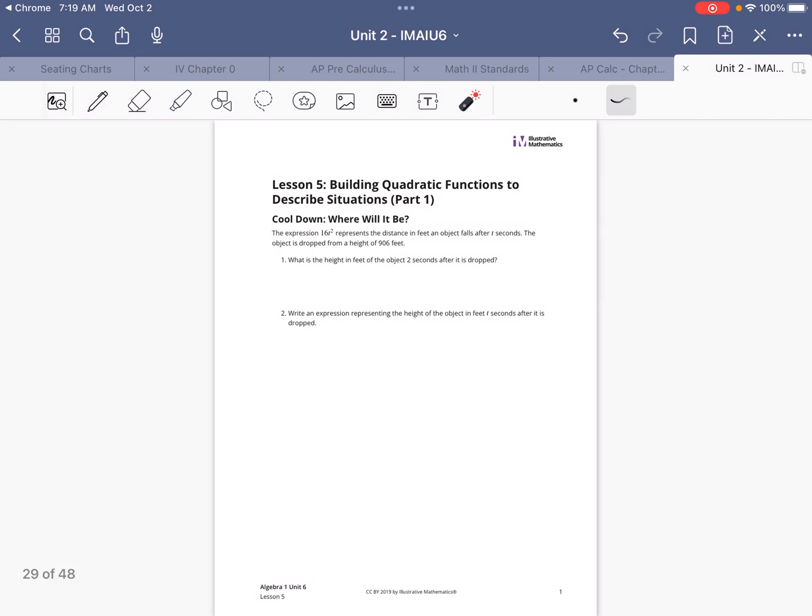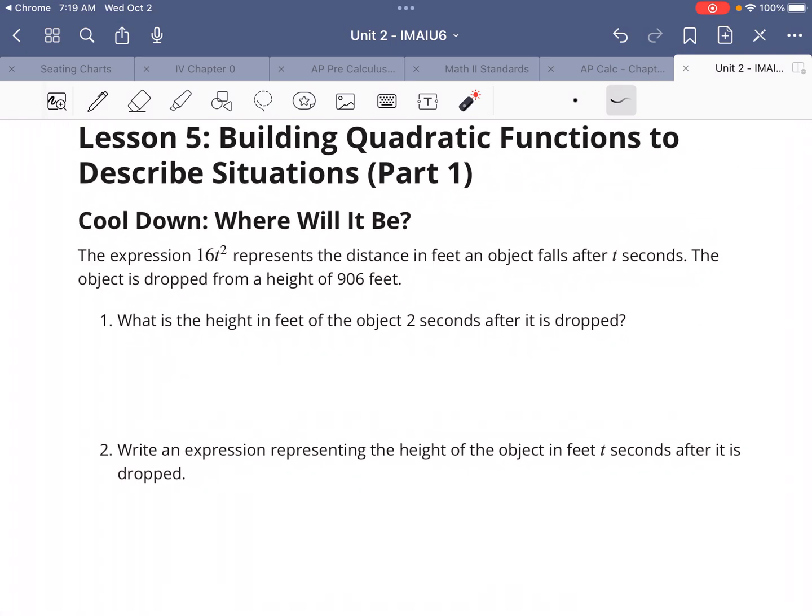So, taking a look at the cooldown, the expression 16t squared represents the distance in feet an object falls after t seconds. The object is dropped from a height of 906 feet. What is the height in feet of the object 2 seconds after it's dropped? Find the distance that it traveled, take that away from the height that it started at. Write an expression representing the height of the object in feet, t seconds after it's dropped.